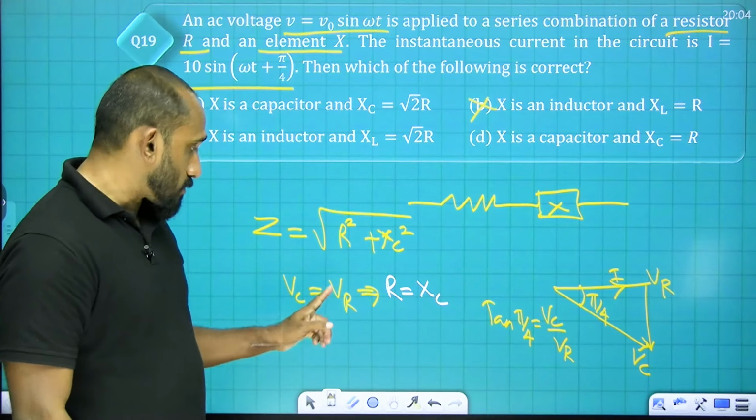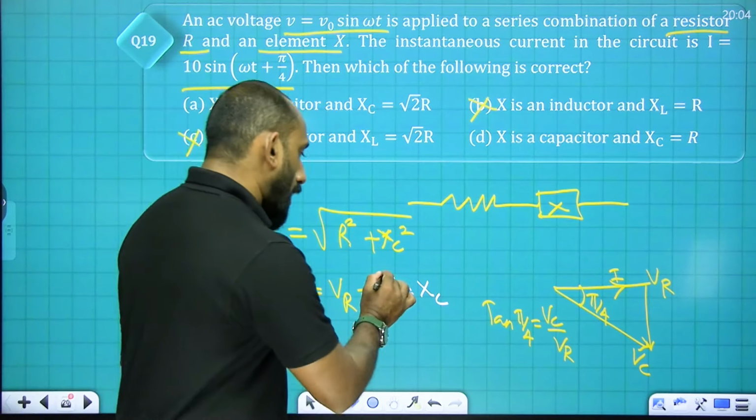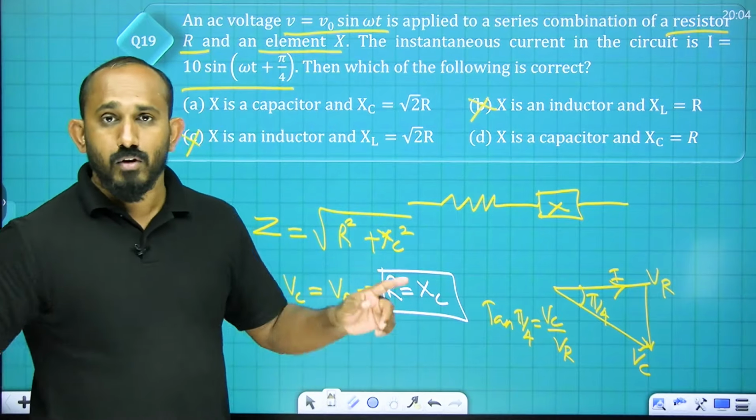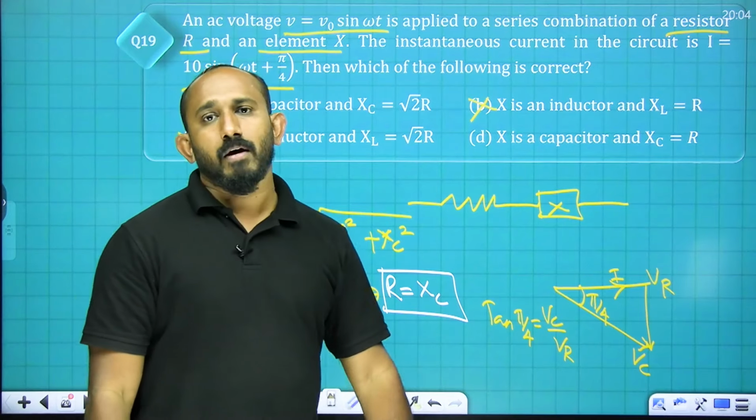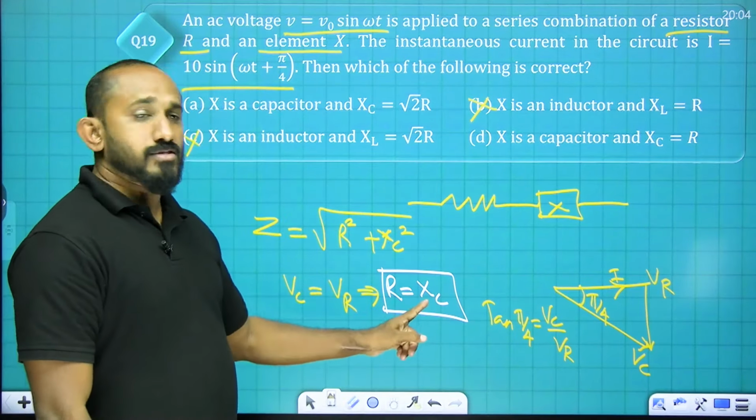I into XC is equal to I into R. So we can say R equals XC in this one, because the phase difference is pi by 4. So tan pi by 4 is VC by VR. So here R is equal to XC, we can get.